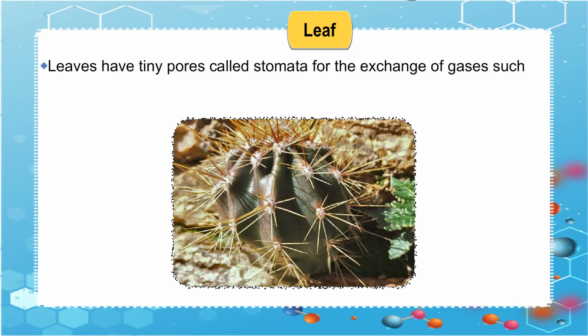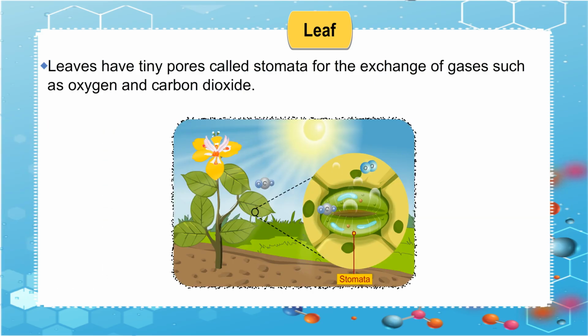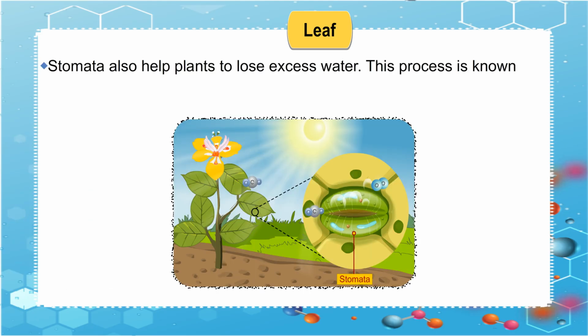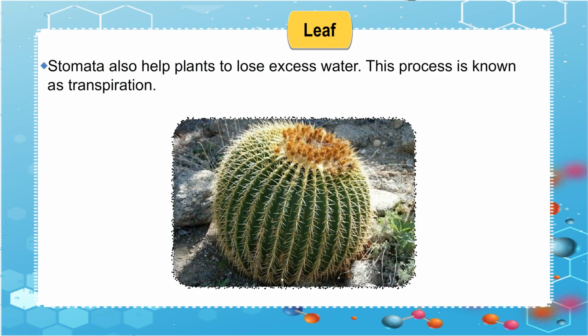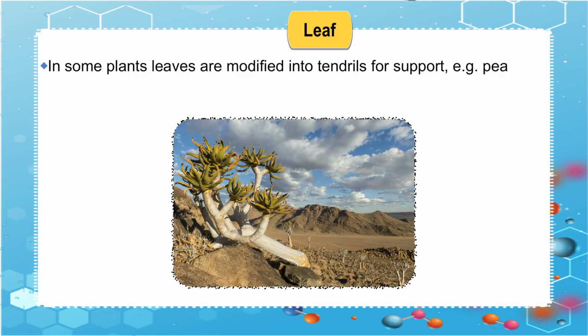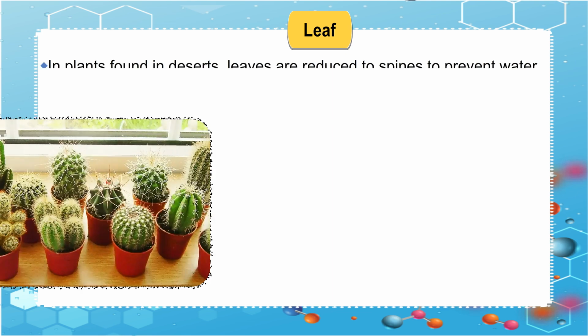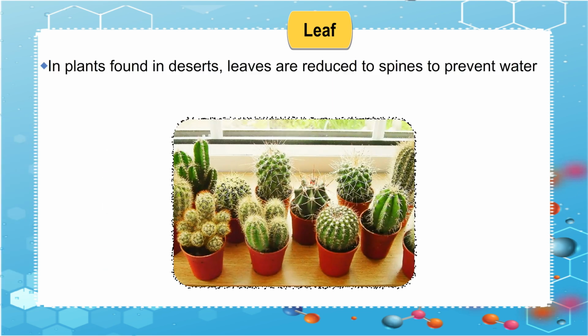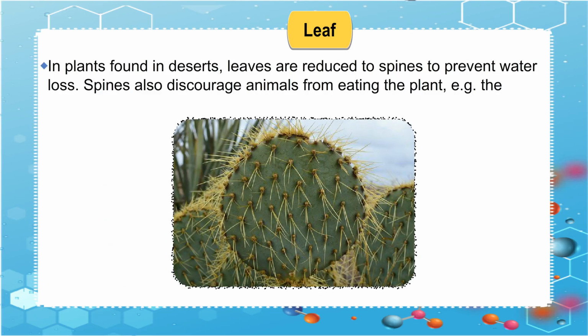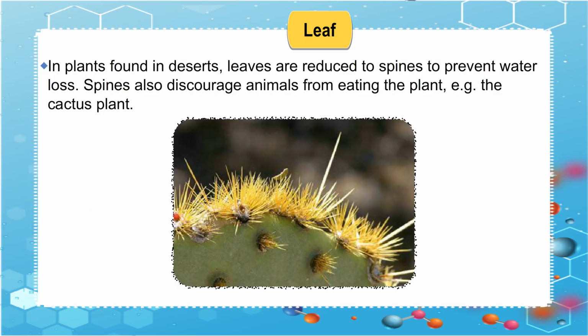Leaves have tiny pores called stomata for the exchange of gases such as oxygen and carbon dioxide. Stomata also help plants to lose excess water. This process is known as transpiration. In some plants, leaves are modified into tendrils for support, example pea plant. In plants found in deserts, leaves are reduced to spines to prevent water loss. Spines also discourage animals from eating the plant, example the cactus plant.